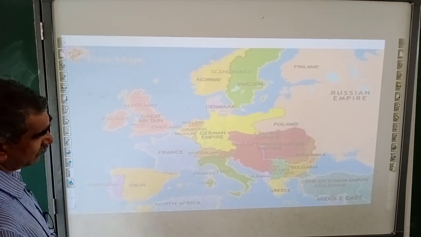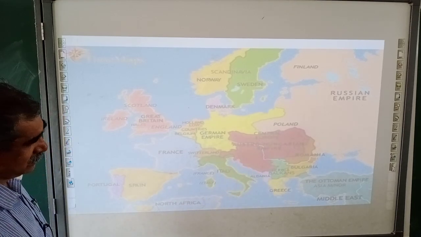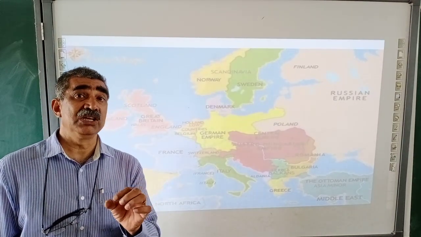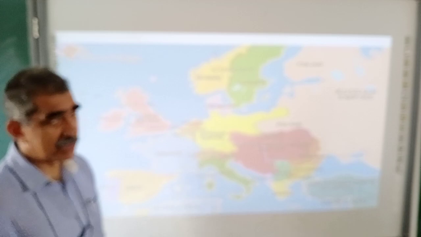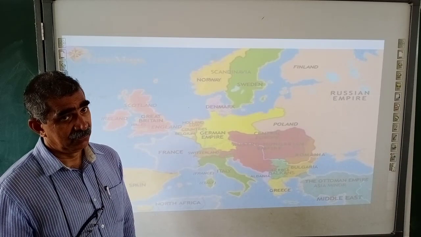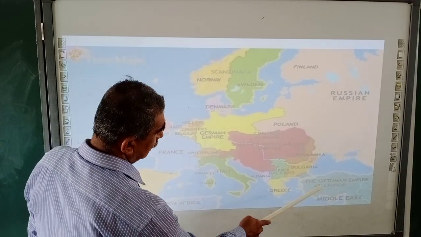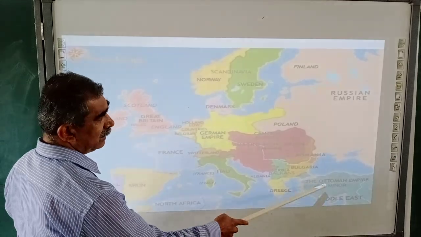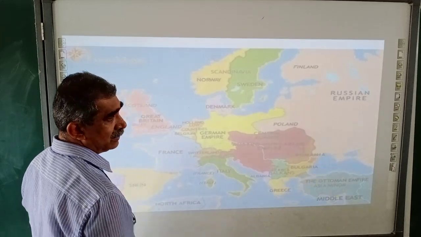Here you can see Italy. Here the Austro-Hungarian Empire, known as Austria. Austria was a powerful nation before the First World War. Austria and Hungary were together. This one was the Austro-Hungarian Empire, so they were having control of this area. Then here is present day Turkey. We see the Ottoman Empire. And here we see Russia. This is European Russia.